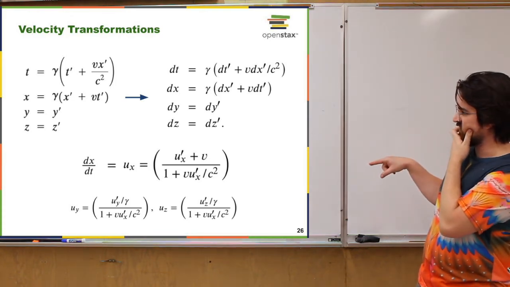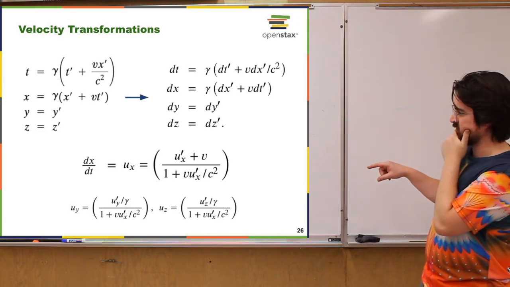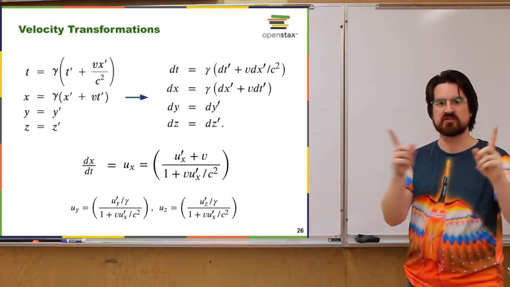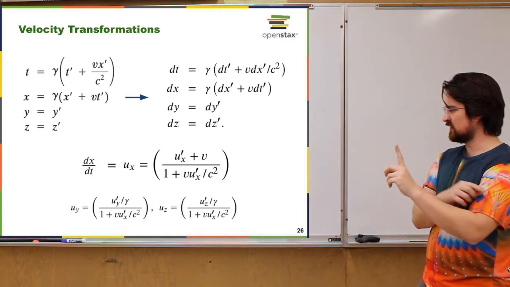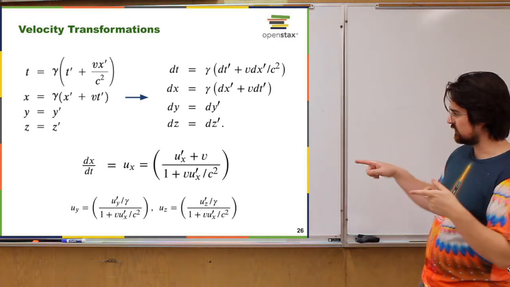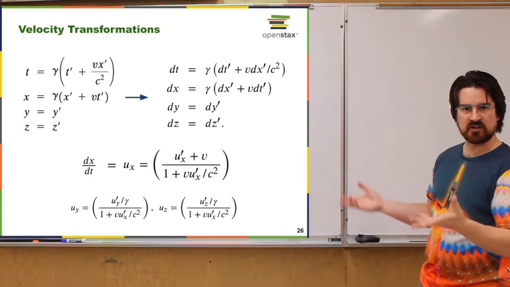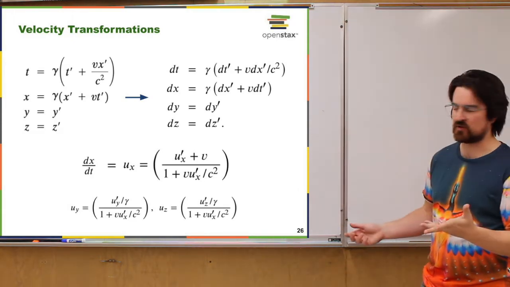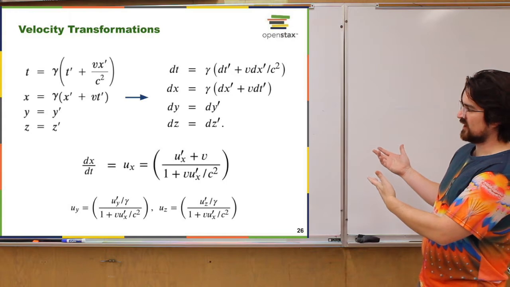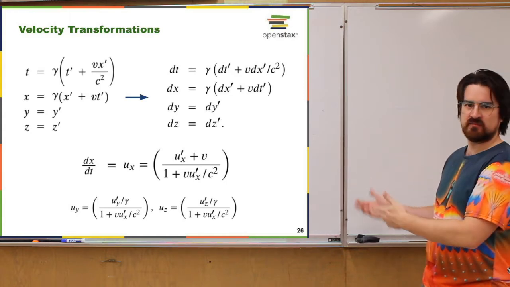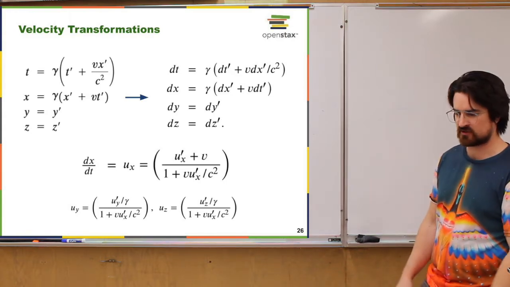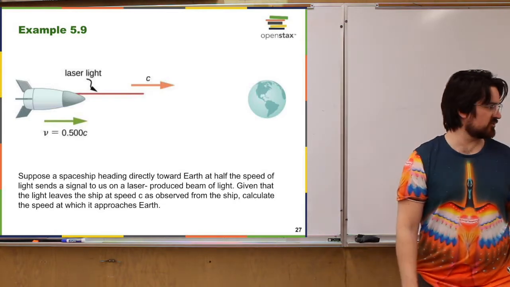If we look at our x velocity, when v, the relative velocity of these reference frames, is much less than the speed of light, that v u prime x over c squared is going to go to 0, meaning the denominator is going to 1, meaning we're getting back u x prime plus v. We get back to the Galilean transformations. All right, let's take a look at another example.